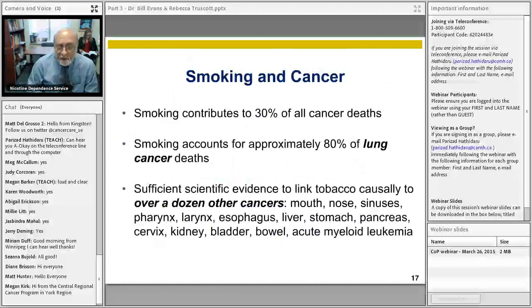And what may not be well known to some on this teleconference would be the fact that there are over a dozen different cancers that have been scientifically linked to tobacco use. Some are fairly understandable, as the smoke passes through the mouth, the nose, and sinus, pharynx, and larynx, giving rise to cancers in those structures, or particulate material being swallowed and affecting the gastroesophageal tract and producing esophageal cancer, stomach cancer. Perhaps less understood or readily recognized is the fact that smoking has been linked to pancreas cancer, cervix cancer, kidney, bladder, bowel, and recently acute myelogenous leukemia.